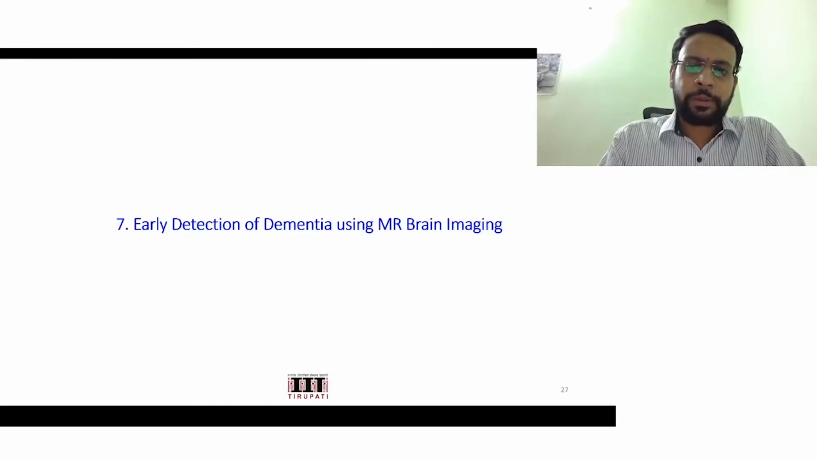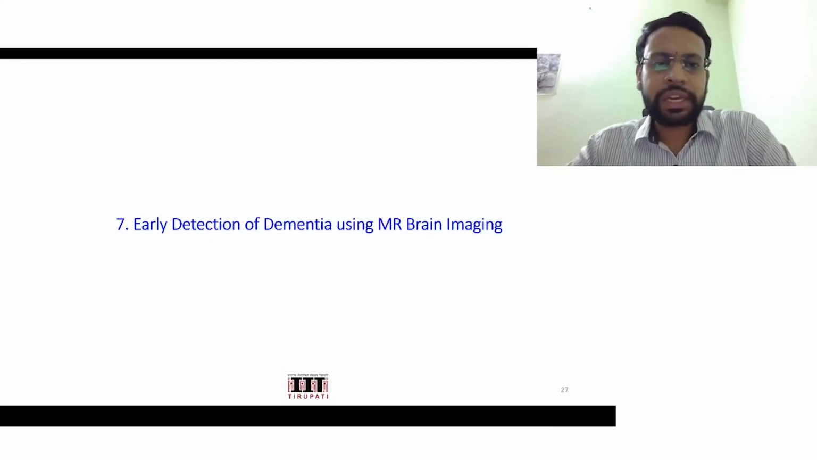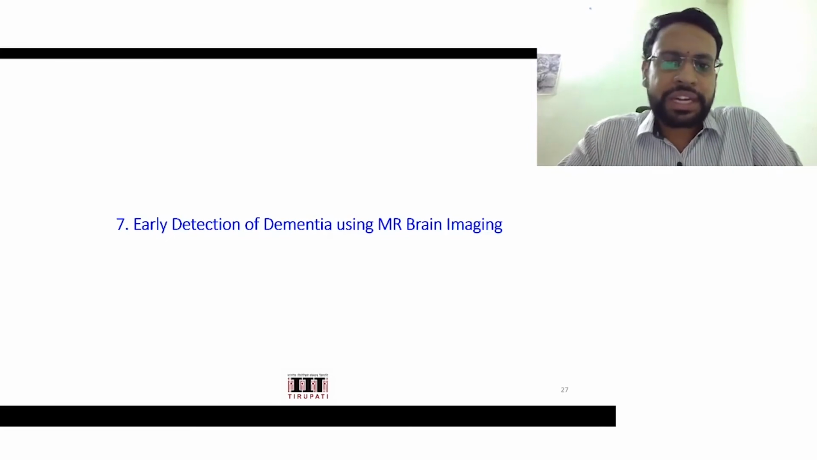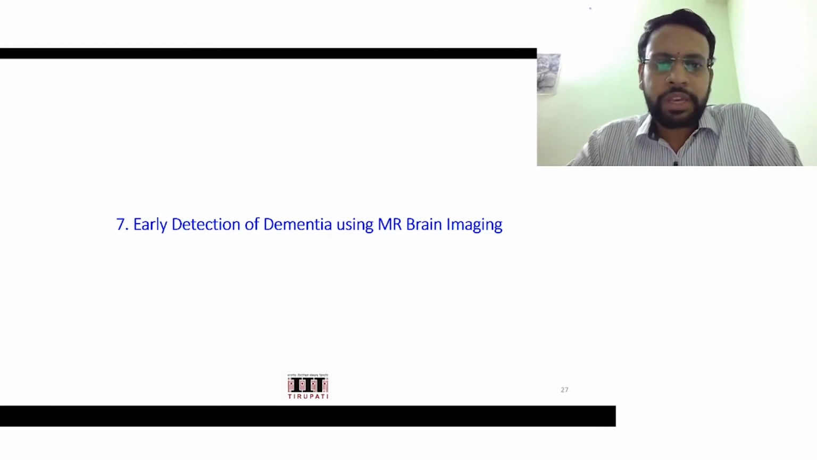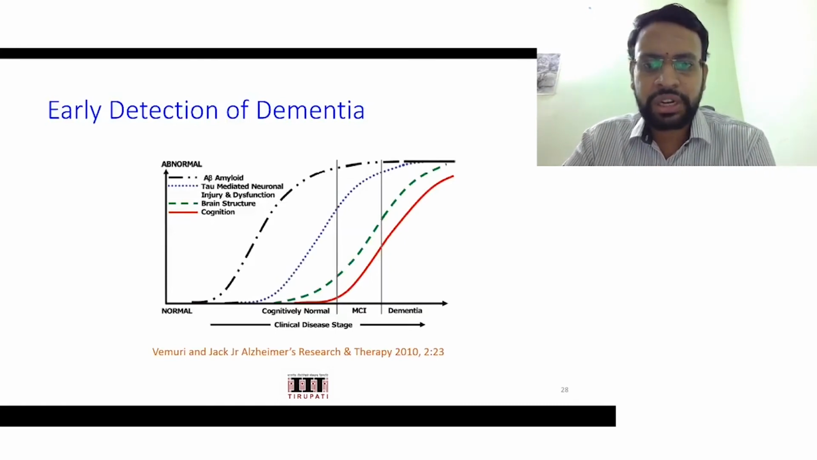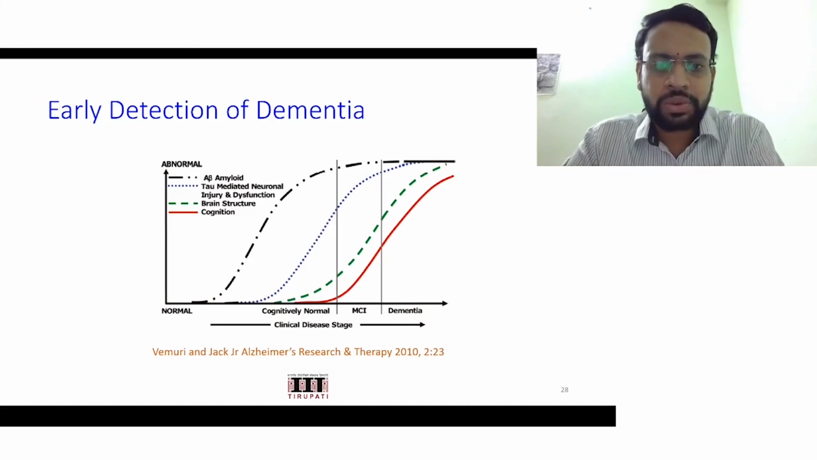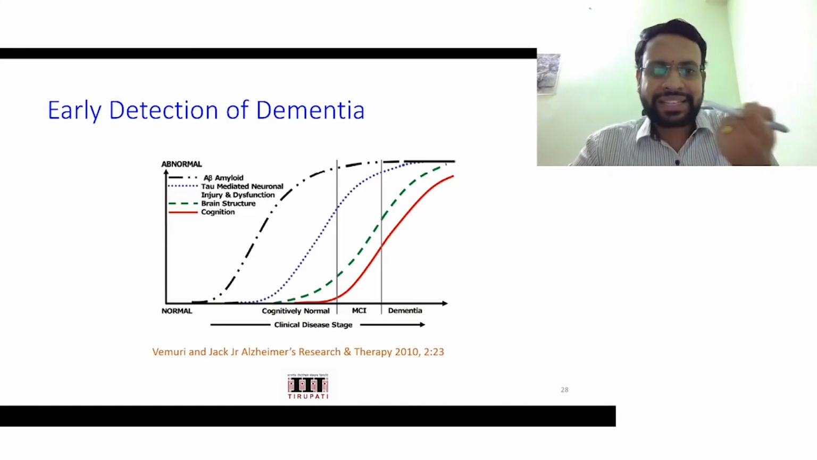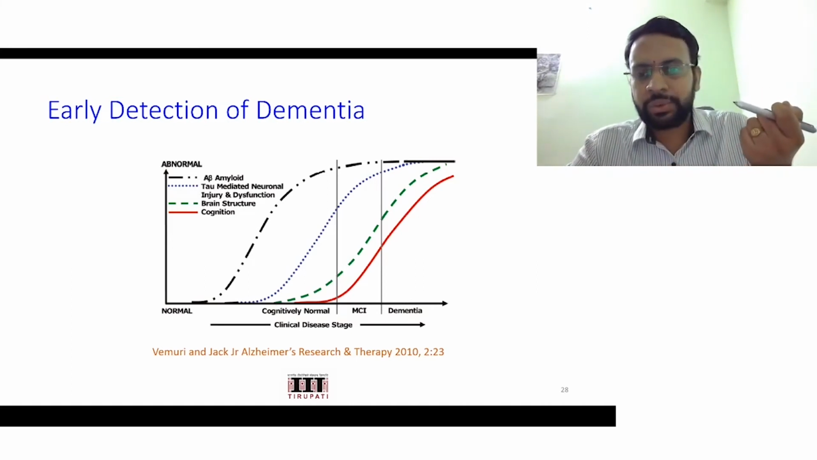CT scan. The last application that I am going to briefly mention in this lecture is the early detection of dementia using MR brain imaging. The general word you could use for it is forgetfulness. This graph shows here, the x-axis is showing clinical disease stage. So at what level can you diagnose it? That's what it is telling you here.